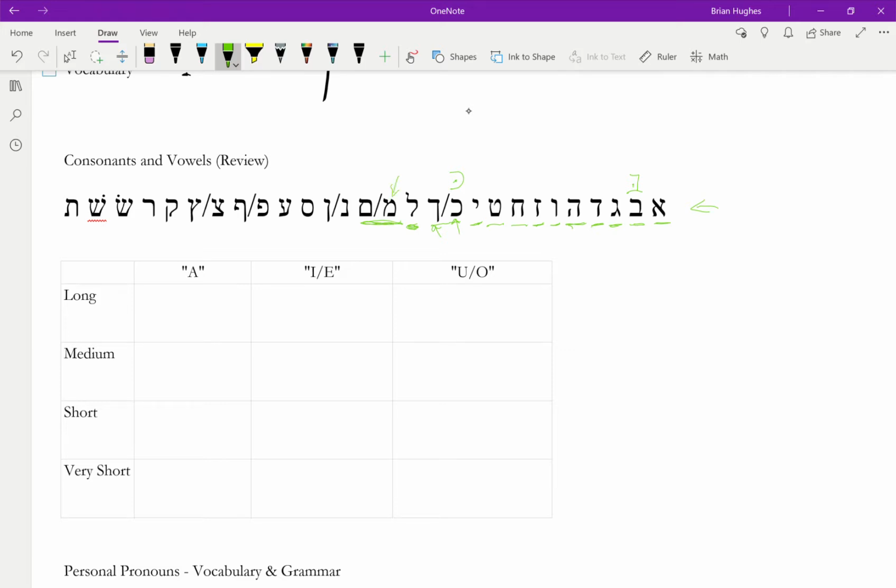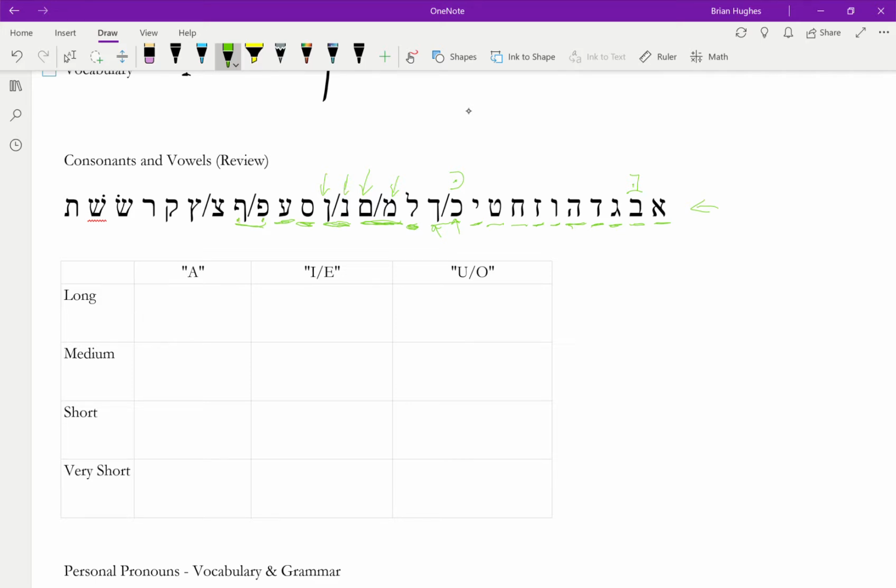Here we have the non-final form, and here's the final form if it's at the last letter of a word, last consonant. Nun makes the N sound. Again, we have non-final and final forms. Samek makes that S sound. Ayin is a silent letter. Pei, here we have the non-final form and final form.